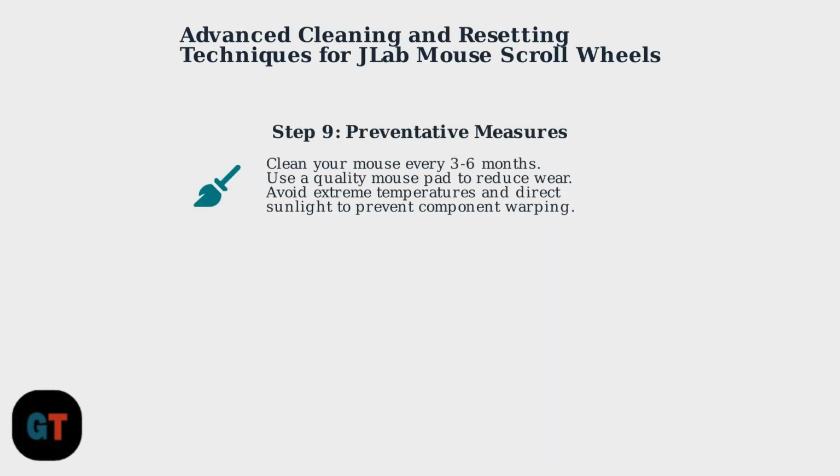To prevent future scroll wheel issues, establish a maintenance routine. Clean your JLab mouse every 3 to 6 months, using the techniques we've covered. Always use a quality mouse pad to reduce friction and wear on the scroll wheel. Store your mouse in moderate temperature environments. Avoid extreme heat or cold, as these can warp plastic components. Regular maintenance extends the lifespan of your mouse and reduces the likelihood of recurring problems.